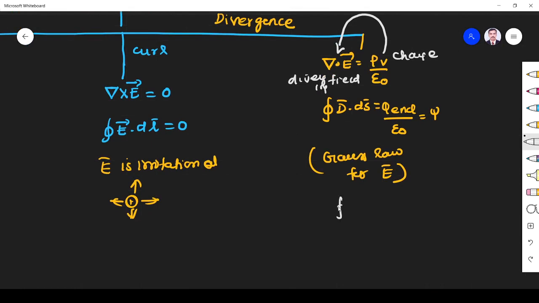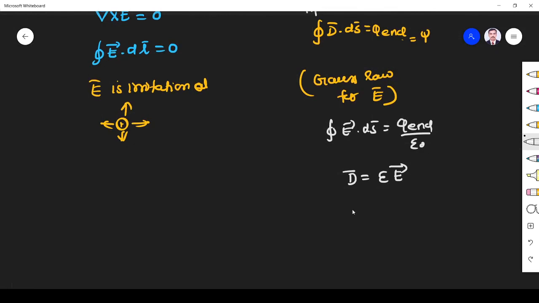So I can write E dot ds is equal to Q enclosed by epsilon naught. We must know E is electric field and D is electric flux density. D is equal to epsilon E. They are vector quantities. Psi is the flux, so we must know the relationship between psi and D.